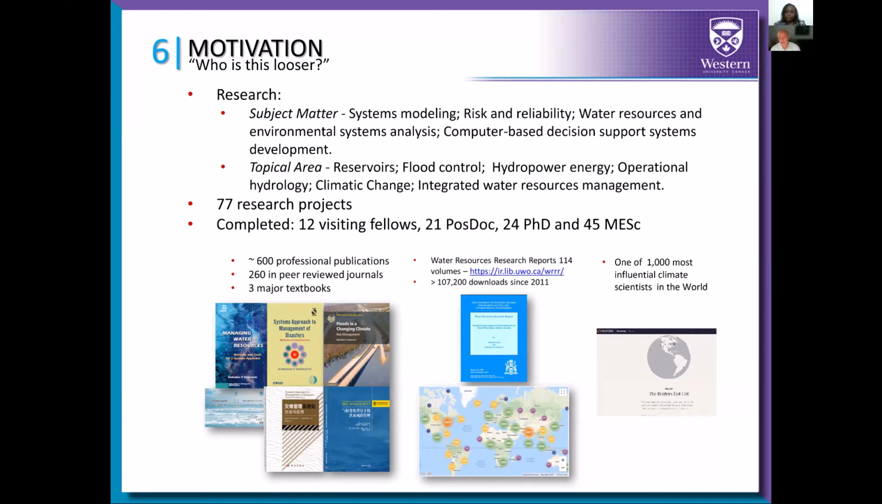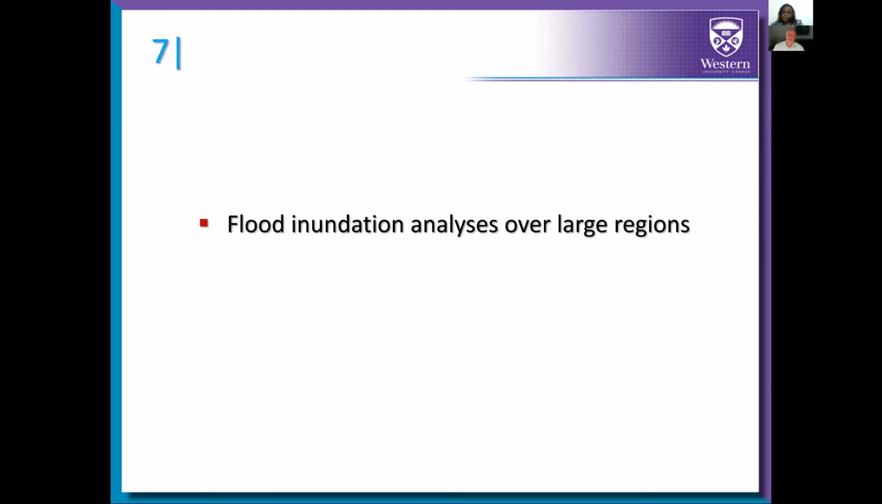Last year, I was elected to the Fellowship of the Royal Society of Canada, and I was also appointed to the so-called Reuters Hot List of the 1,000 most influential climate scientists in the world, being the only one from Western University. So I thought that possibly answered the question, who is the loser behind the work that I'll be talking about.